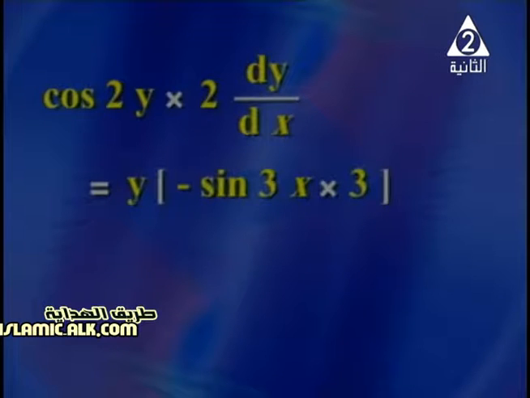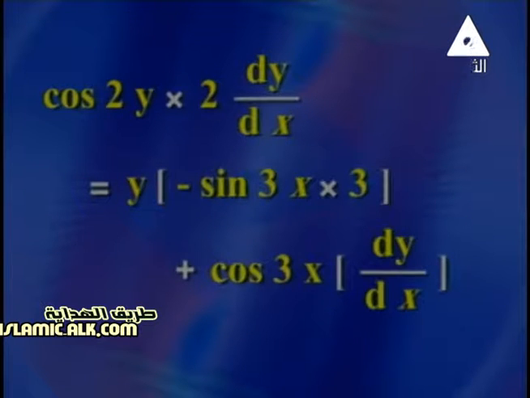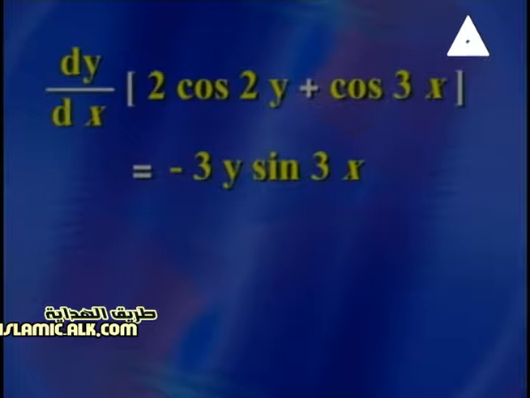Look at, dear student, the solution is cosine 2y multiplied by 2 times dy over dx on the left-hand side. On the right-hand side, y multiplied by negative sine 3x multiplied by 3, plus cosine 3x times dy over dx. We find dy over dx multiplied by the bracket containing 2 cosine 2y plus cosine 3x equals negative 3y sine 3x.